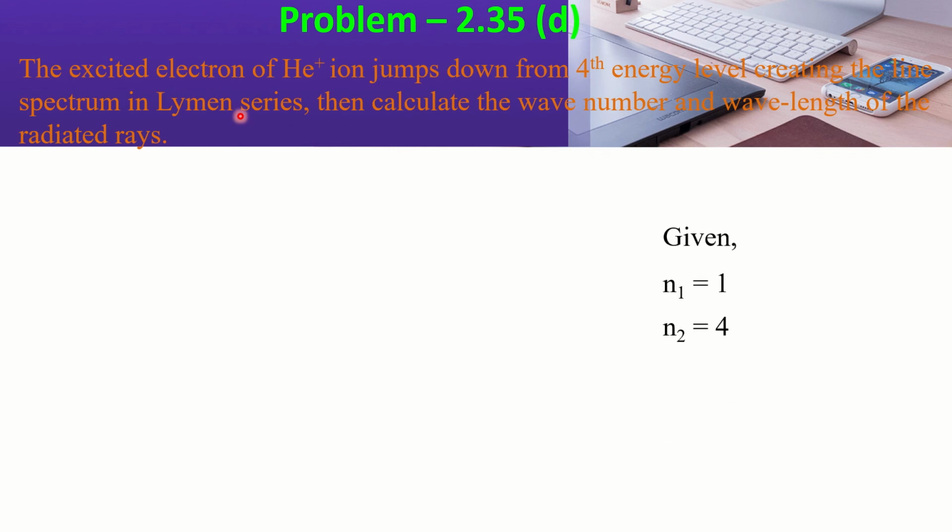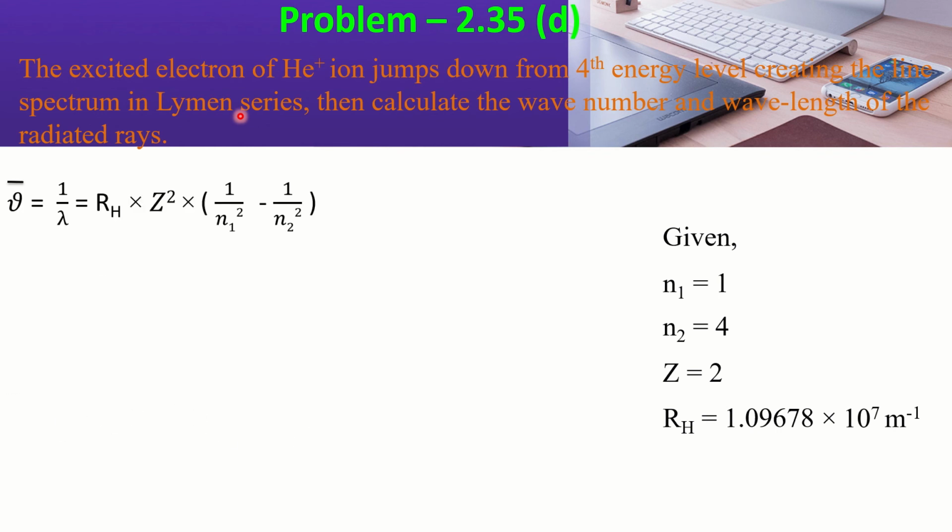Here N1 equal 1, N2 equal 4 and Z equal what? Z equal 2 because it is helium ion. Its atomic number is 2. R is Rydberg constant, you know. Here also we will use the Rydberg equation and by putting all these values we can calculate the value of wave number and also wavelength.